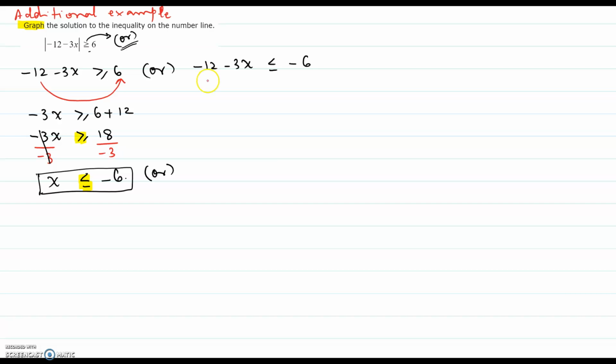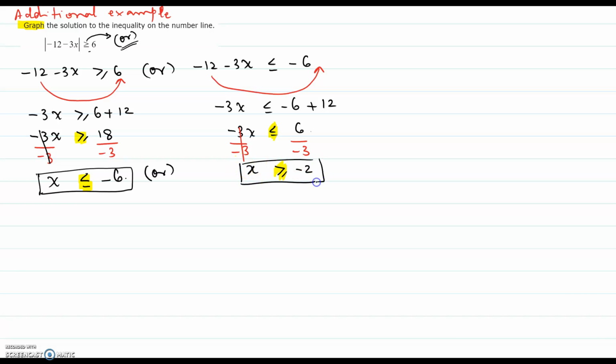Move the negative 12 to the other side and that will become positive 12. So negative 3x is less than or equal to negative 6 plus 12. So we get negative 3x less than or equal to 6. We divide both sides by negative 3. So we get x greater than or equal to negative 2. Less than or equal to will become greater than or equal to, reversing the inequality because we are dividing by a negative number. So the second solution is x is greater than or equal to negative 2.